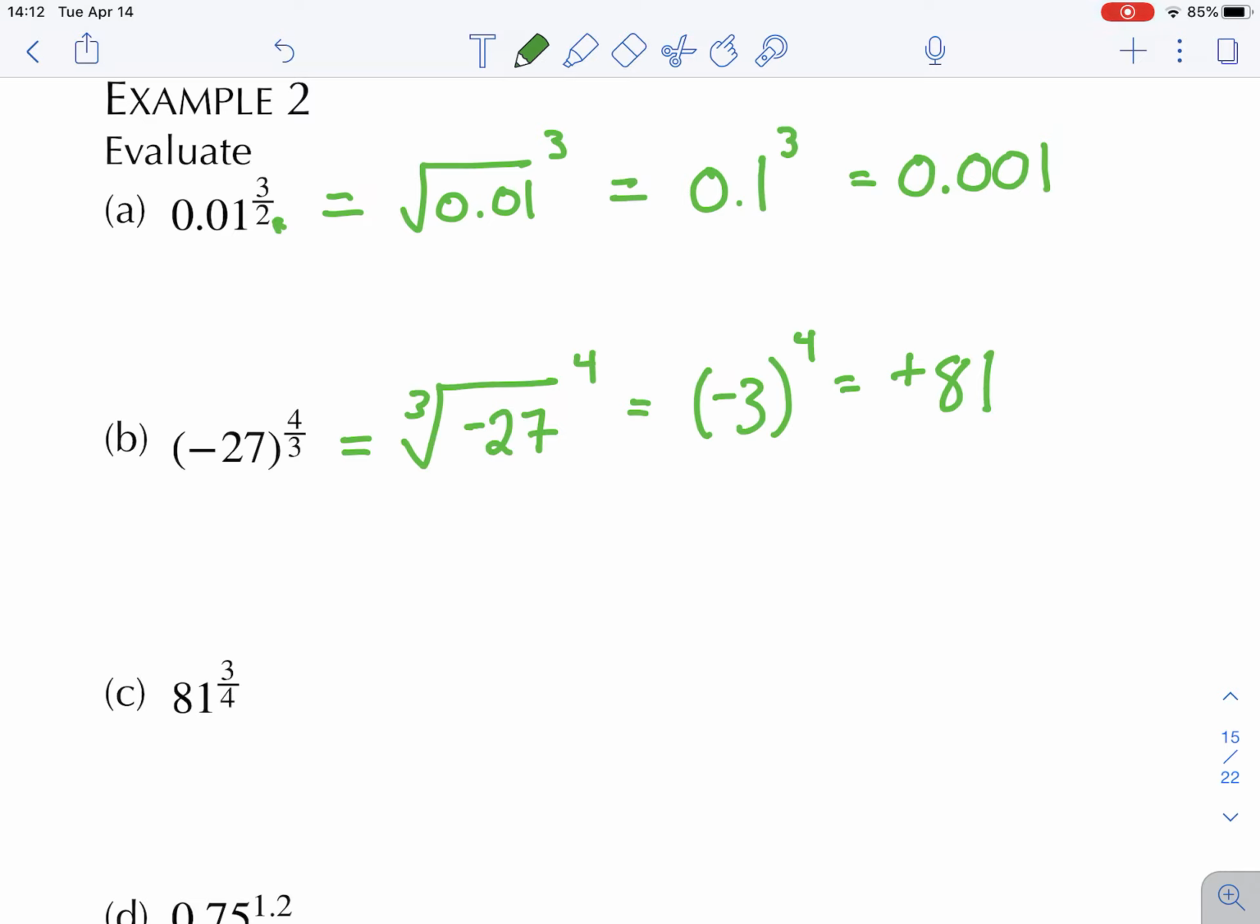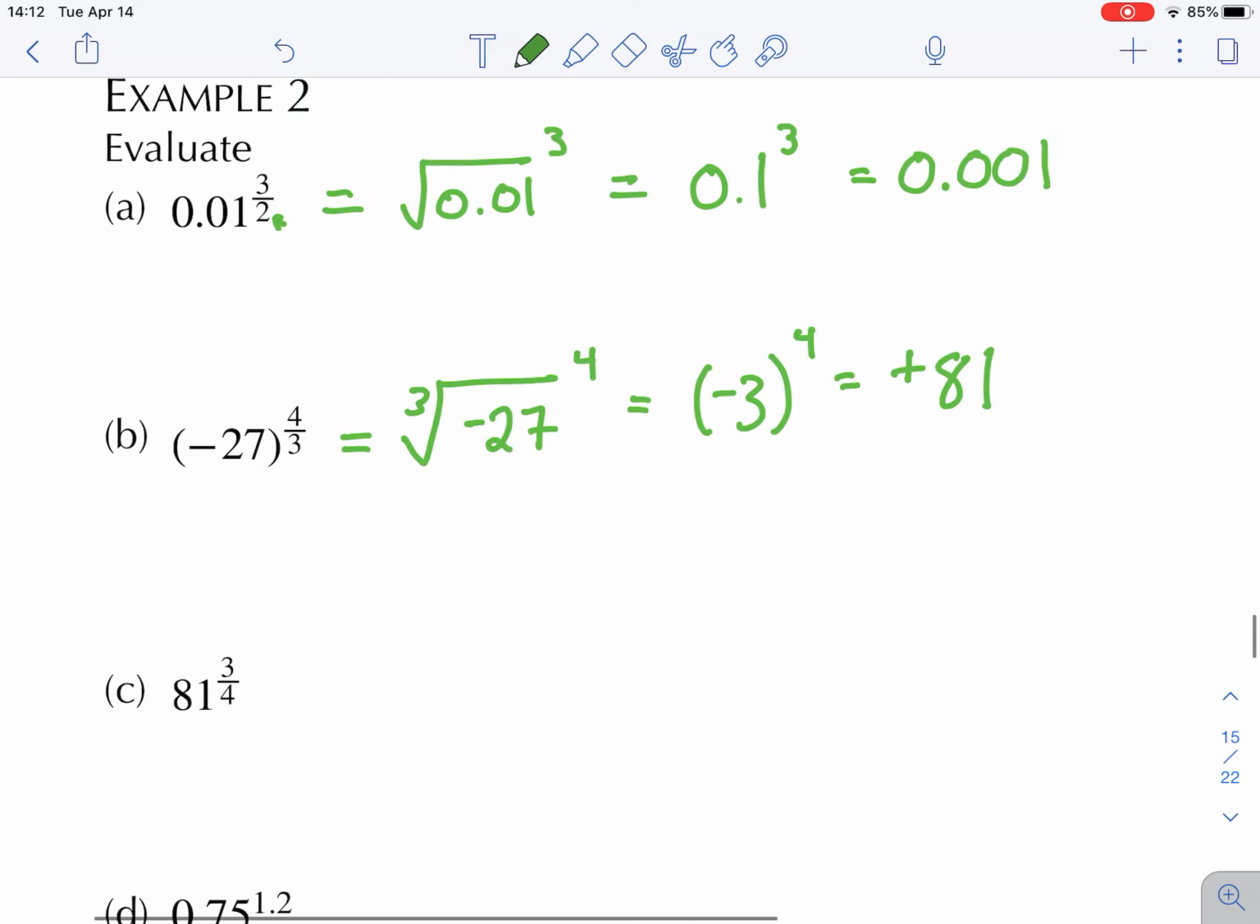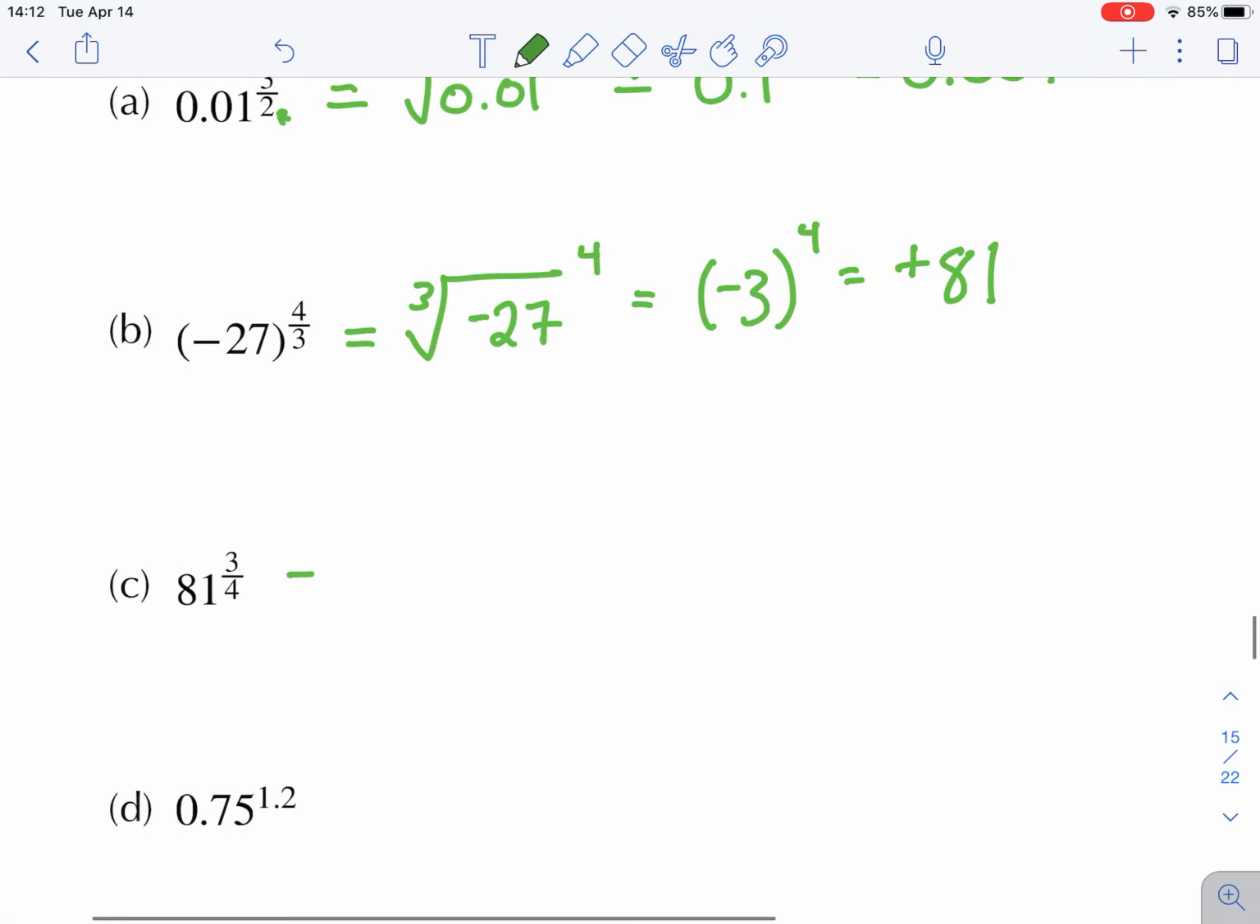You can do that on your calculator, or you can do that in your head, because 3 times 3 is 9, times 3 is 27, times 3 is 81. And an even number of negatives multiplied together will be a positive.